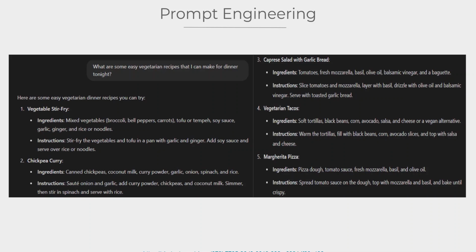Why does the second prompt work better? This prompt leads to a more relevant and useful response because it is specific. It mentions vegetarian recipes and focuses on easy options. It is clear, as it clearly states the goal of finding recipes that can be prepared tonight. It is actionable, as the response includes detailed recipes with step-by-step instructions, making it immediately helpful.